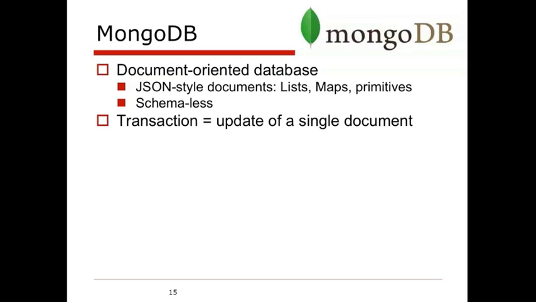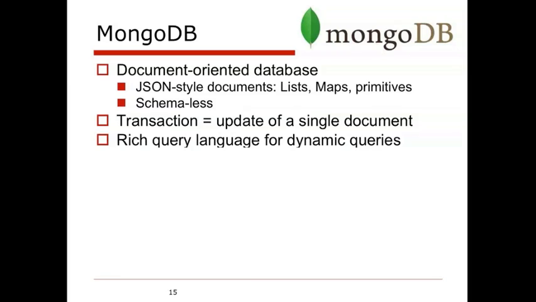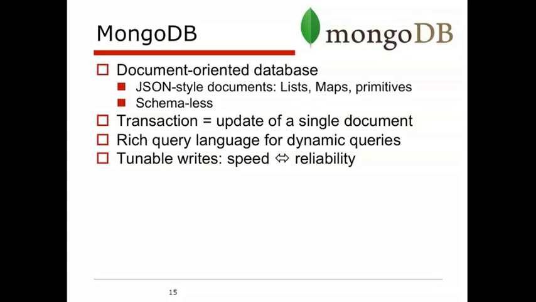Transactions in Mongo are just limited to the update of a single document, so you can't update two documents atomically within a single transaction. That feature is just not available. It's got a rich query language for dynamic queries, which is quite nice, quite different from some other NoSQL databases. It's not SQL, but it's quite powerful. It also has tunable writes, where for every write operation, you can decide whether you want just speed or you want reliability. Don't really have time to go into details, but it's a very distinctive and powerful feature of Mongo.